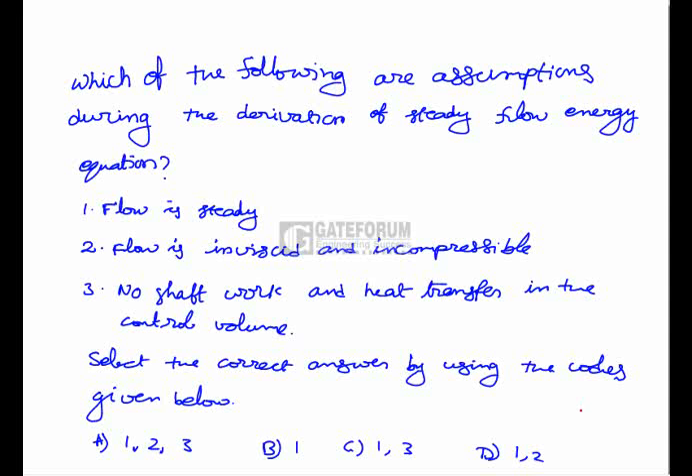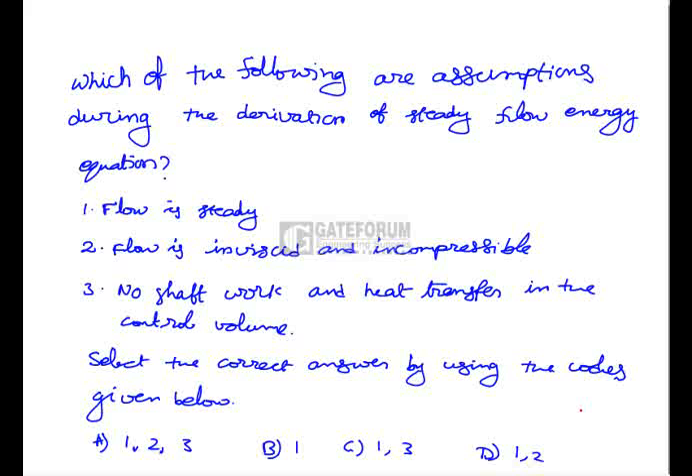What are the assumptions during the derivation of steady flow energy equation? Here the options are: flow is steady, flow is inviscid and incompressible, no shaft work and heat transfer in the control volume. Select the correct answer by using the codes given below. Here it is a general steady flow energy equation. It can be used for either compressible or incompressible flow, and of course it includes some heat transfer and shaft work also. So the assumptions 2 and 3 are wrong. Assumption 2 is inviscid and incompressible, but it can be useful for compressible flows also.